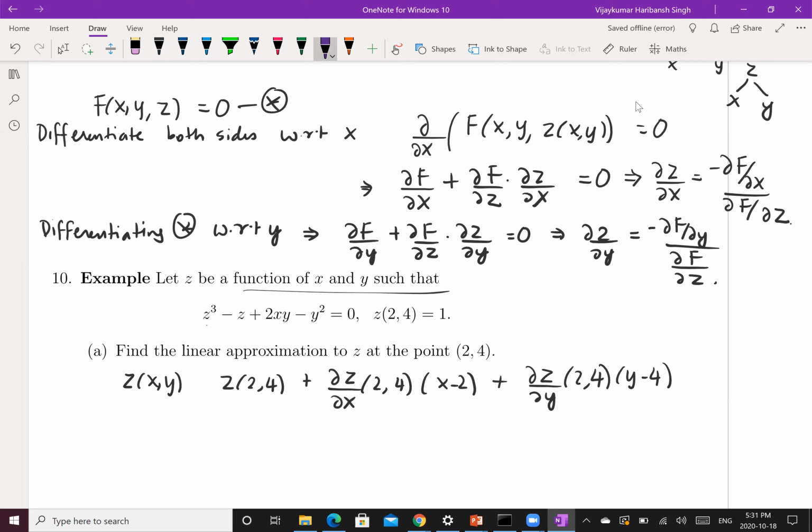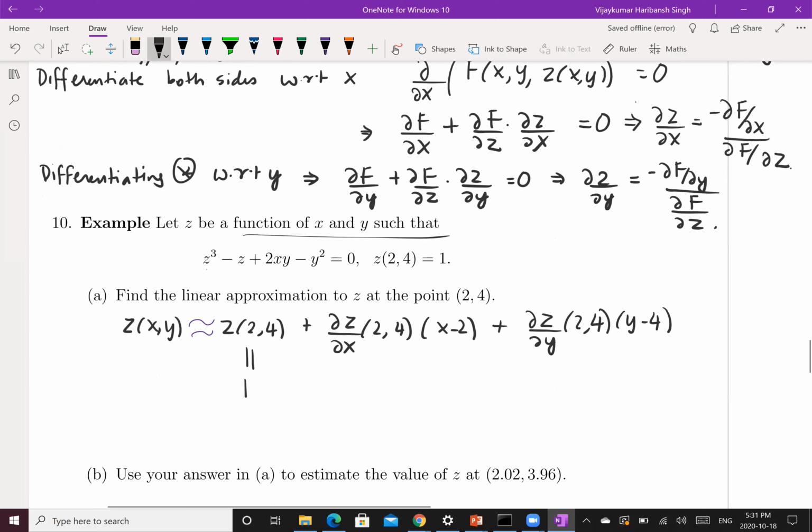Since it's an approximation, I'm going to use the same approximation. So this is already given to you as 1. Now we need to compute these guys. We have to use the formula, which is over here, right? So let's use that formula. Either use the formula or you can do it implicitly. I'm going to do it without using the formula. So let's just do that.